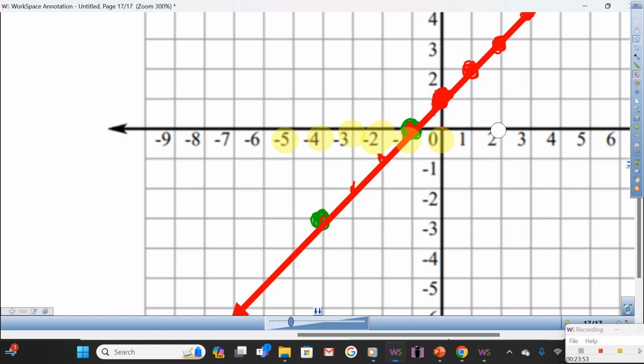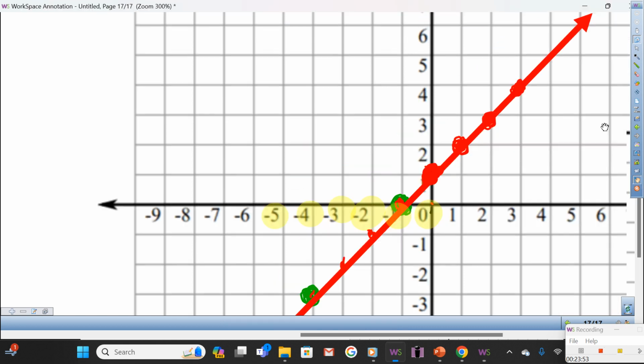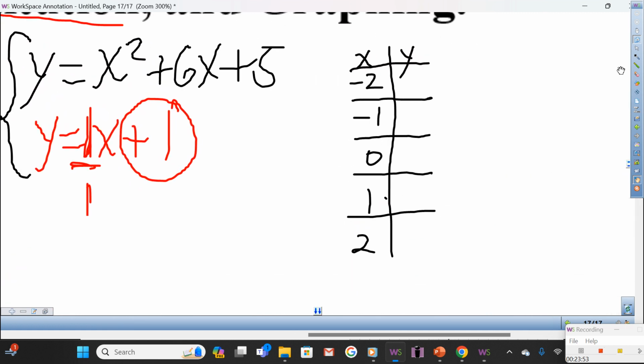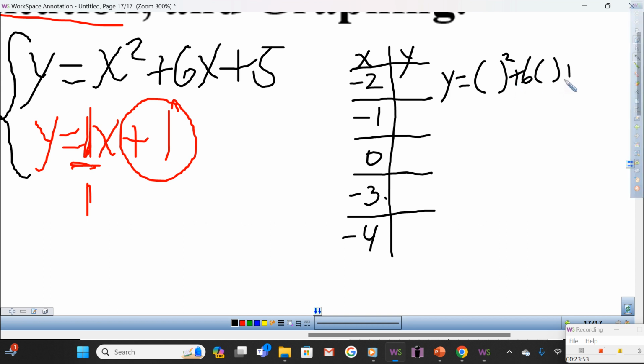So check this out. We're not going to use these. We'll use 0. So we're going to use from -5 all the way to 0. So make sure on your home plate you look at the graph when you get started. So -5 to 0. So I'm going to change the bottom 2 to -3, -4. All right. So let's write our equation. y equals parentheses squared plus 6 parentheses plus 5.